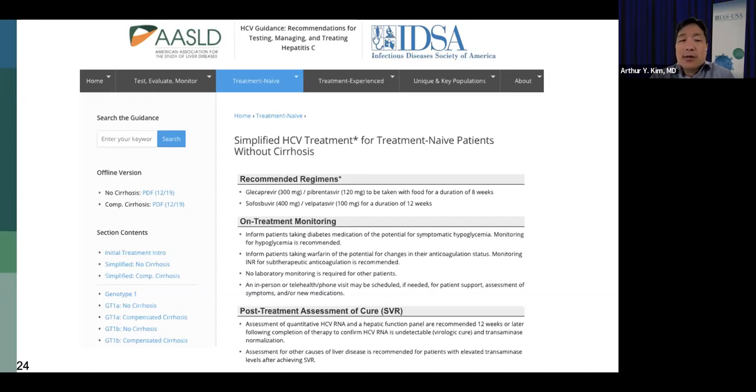Now, what do we tell patients? If they happen to be diabetic, there is this phenomenon of hypoglycemia as you cure the hepatitis C. So there's a bit of monitoring that occurs that you just tell them to monitor more closely.